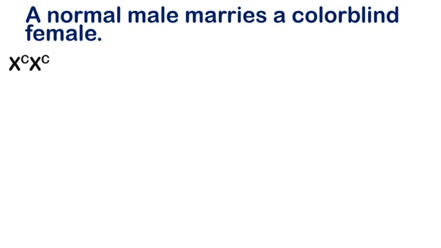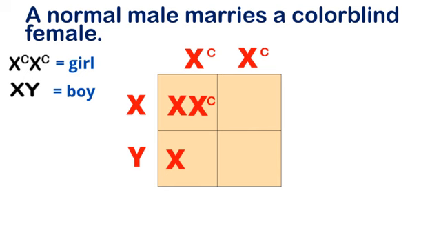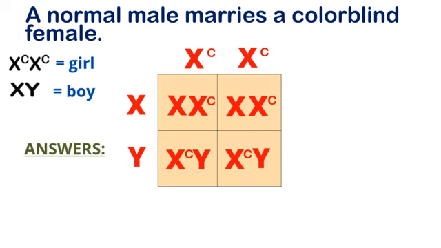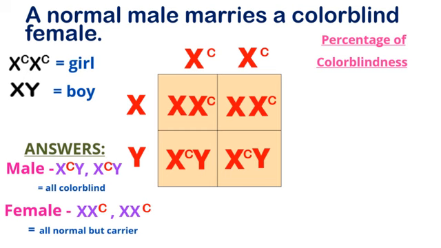Of course, the given are XCXC and XY for girl and boy. The Punnett square will go like this: XC for the girl and XY for the boy. The offspring we got are XXC and XCY rather, XXC and another XCY for the boy. So the answers are 2 XCY, which means all colorblind, and then 2 XXC, which means all normal but carrier.